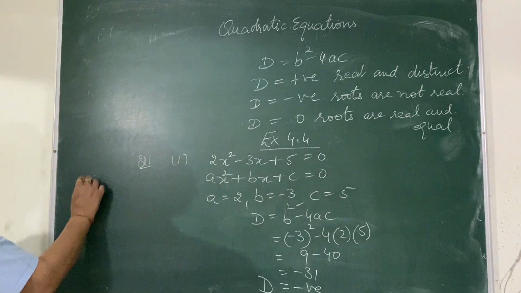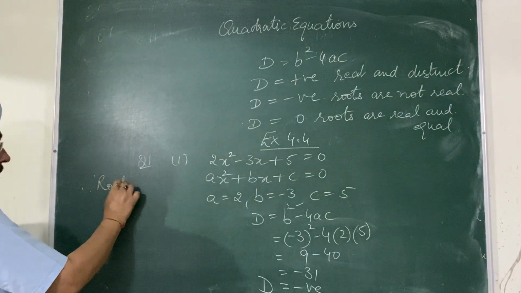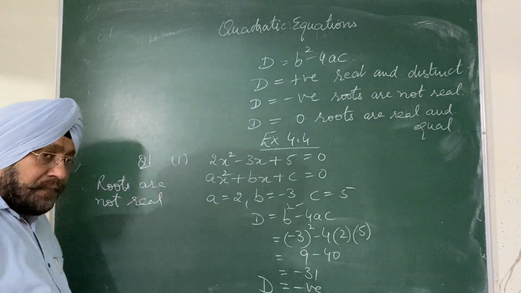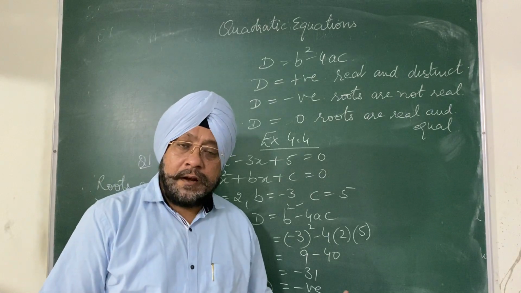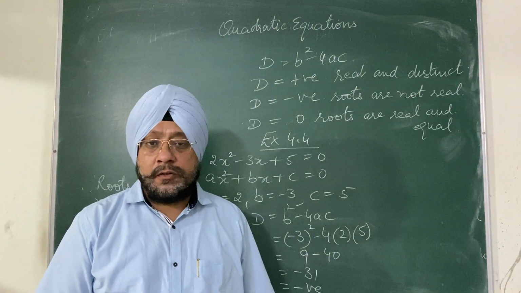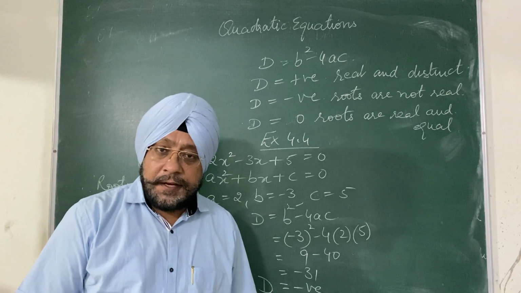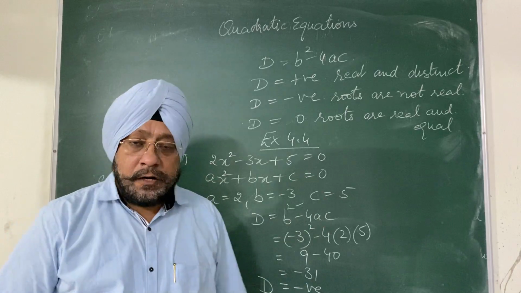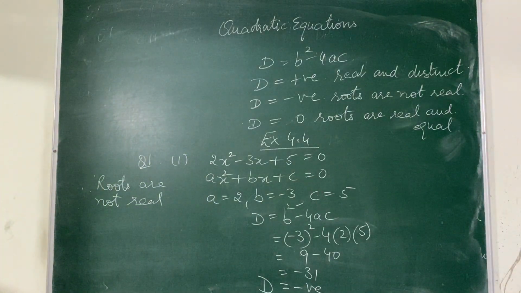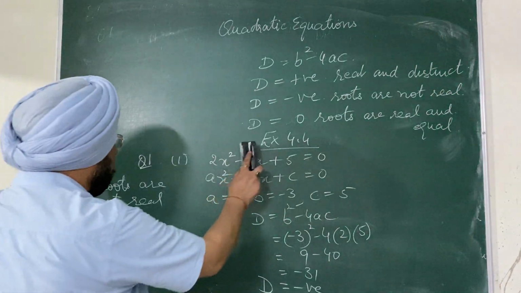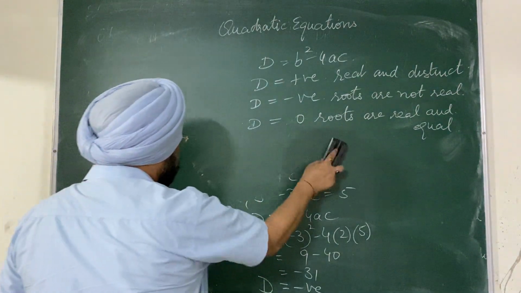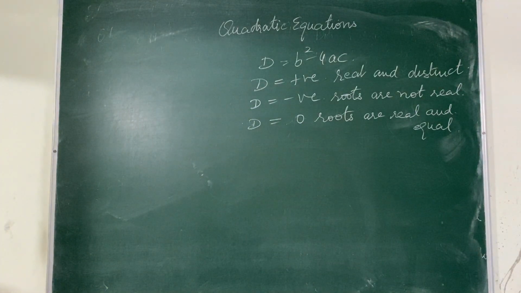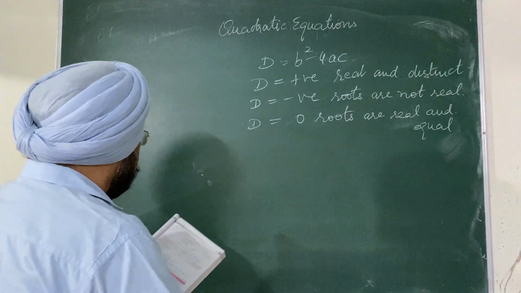Therefore, roots are not real. It means if the roots are not real, we are unable to find the zeros of the quadratic equation. So we have to leave the answer here. Is it clear, students? Okay. So let's start with the other part also. Let's take the second part.